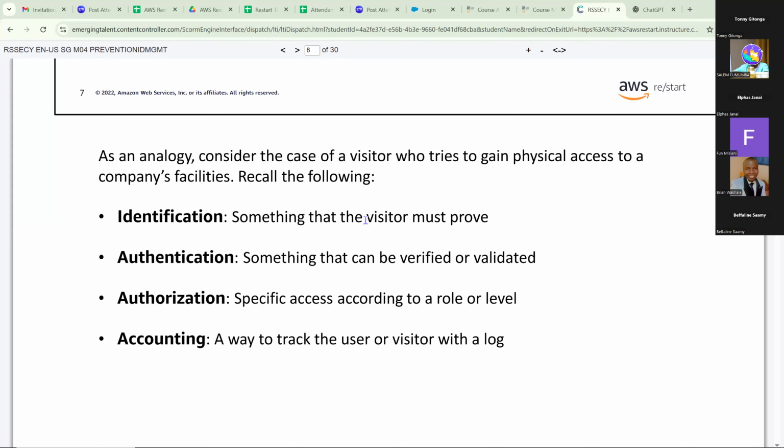Then follows authorization. Authorization is specific access according to a role or level. And because I was not going to do serious stuff, okay, it was serious anyway, I was not going to do other stuff there. I was only allowed to access a part of the building that was relevant to me. First of all, going for my appointment. And then finally, accounting, a way to track the user or a visitor with a log. So if they wanted to know, let's say, for example, in an unfortunate event, something happens and they wanted to know who was here at what time, they'll be able to track and know that we had Patrick, we had this other person, we had these other people at this time.